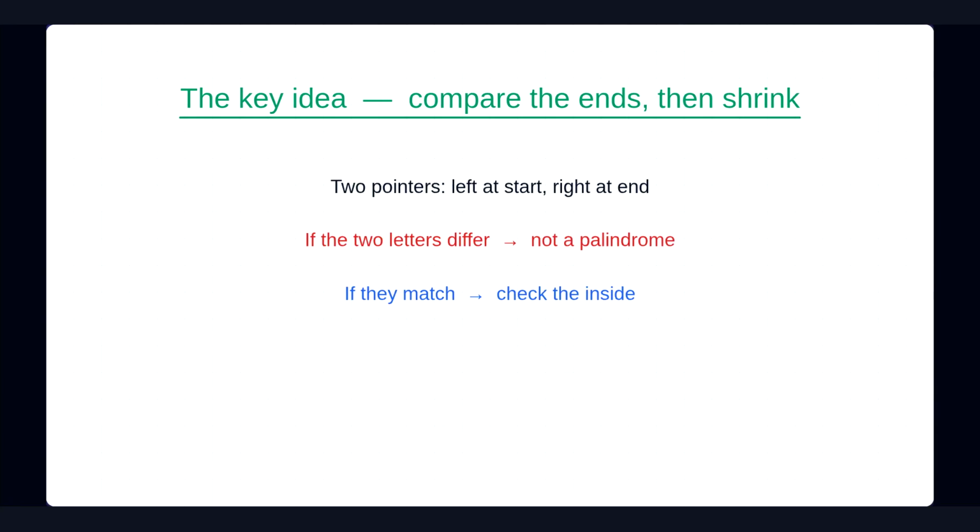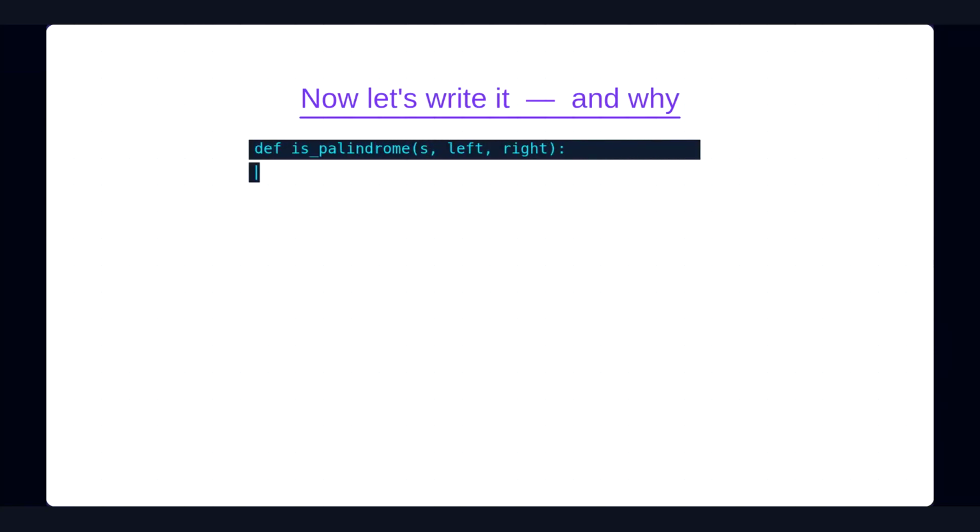That meeting is our base case. Because the pointers move toward each other every call, they always meet, so the recursion ends. If left has reached or passed right, we checked every pair without a mismatch, so we return true. That is the base case.